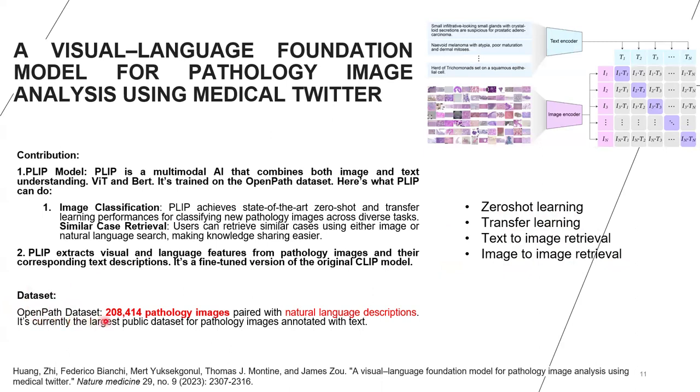The OpenPath dataset consists of 208,414 pathology images paired with natural language descriptions. It is currently the largest public dataset of pathology images annotated with text. So that is the major contribution. And we will further describe this model later in the slides.